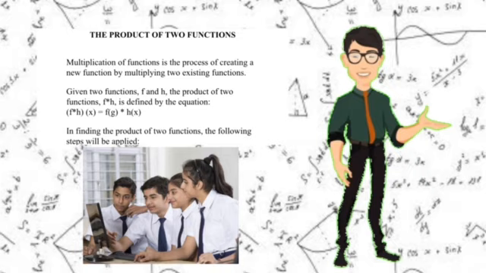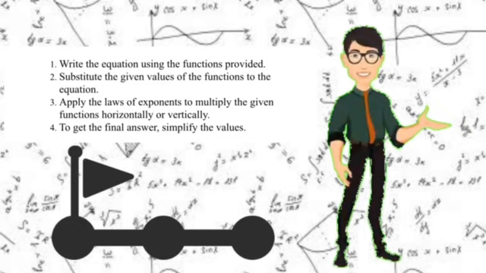In finding the product of two functions, the following steps will be applied. 1. Write the equations using the functions provided. 2. Substitute the given values of the functions to the equation. 3. Apply the laws of exponents to multiply the given functions horizontally or vertically.